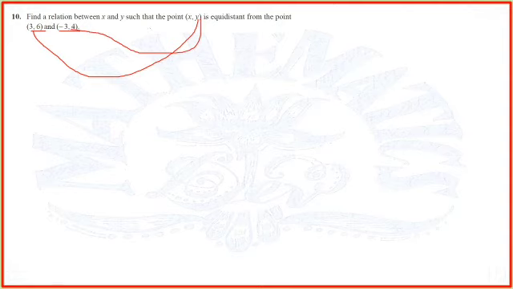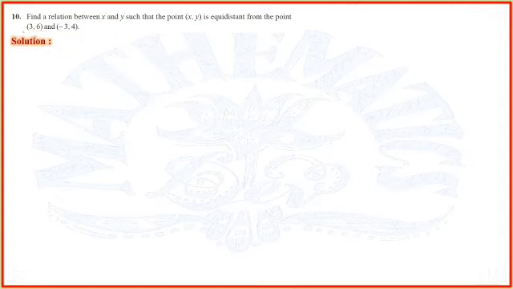Question number 10, which is the last question of this exercise 7.1. Find the relation between x and y such that the point (x, y) is equidistant from the points (3, 6) and (minus 3, 4). So first of all, this distance is equal to this distance. The answer of this question will not be a numerical value, since there are 2 variables. The answer will be in the form of an equation in x and y. So we go for the solution.